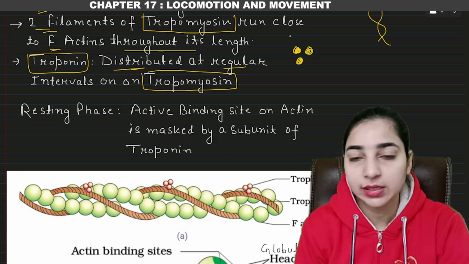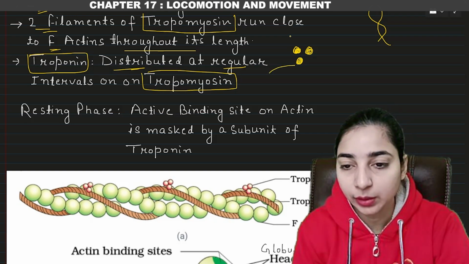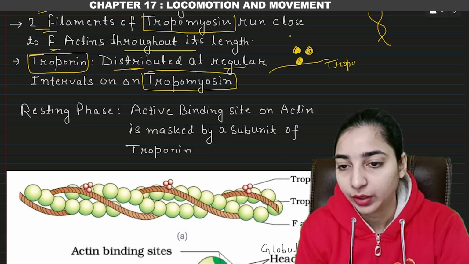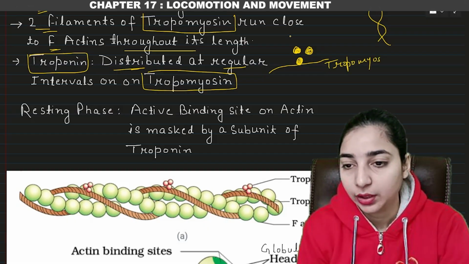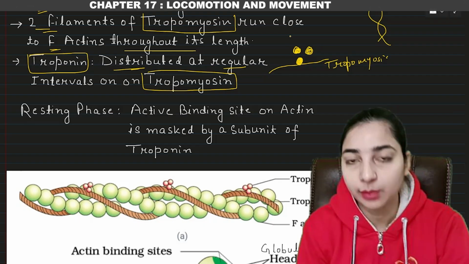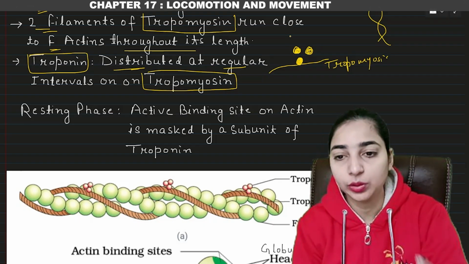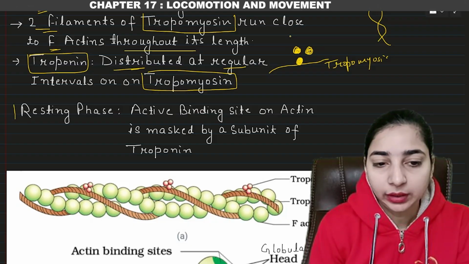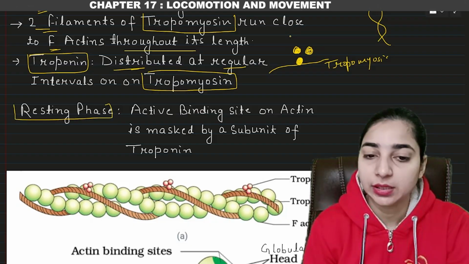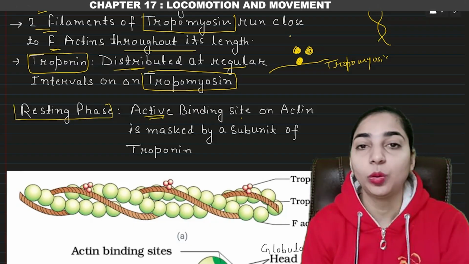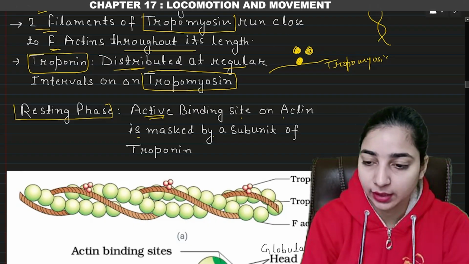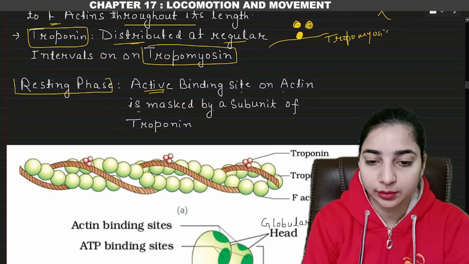Okay. Out of these 3 subunits, only one will be present on the surface of the tropomyosin. So this is tropomyosin. On its surface, one of the subunits will be present and 2 subunits will be above it. Okay. And during the resting phase of the muscle, the active binding site on the actin is masked by a subunit of the troponin. So let's understand this by looking at the diagram.